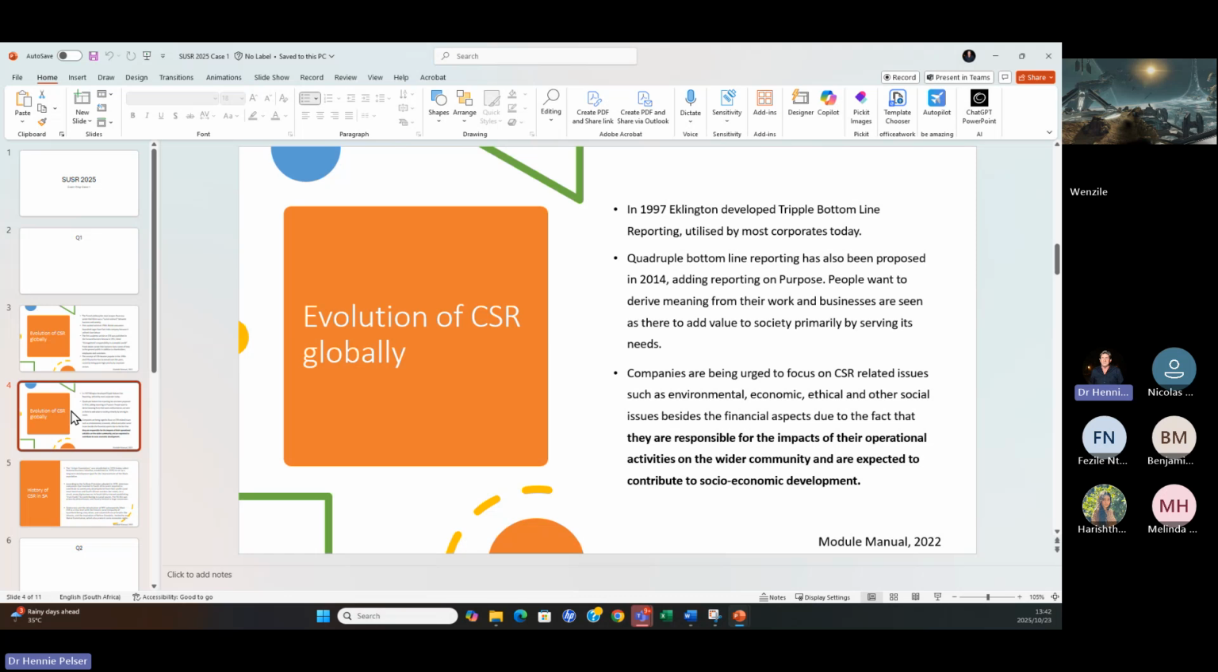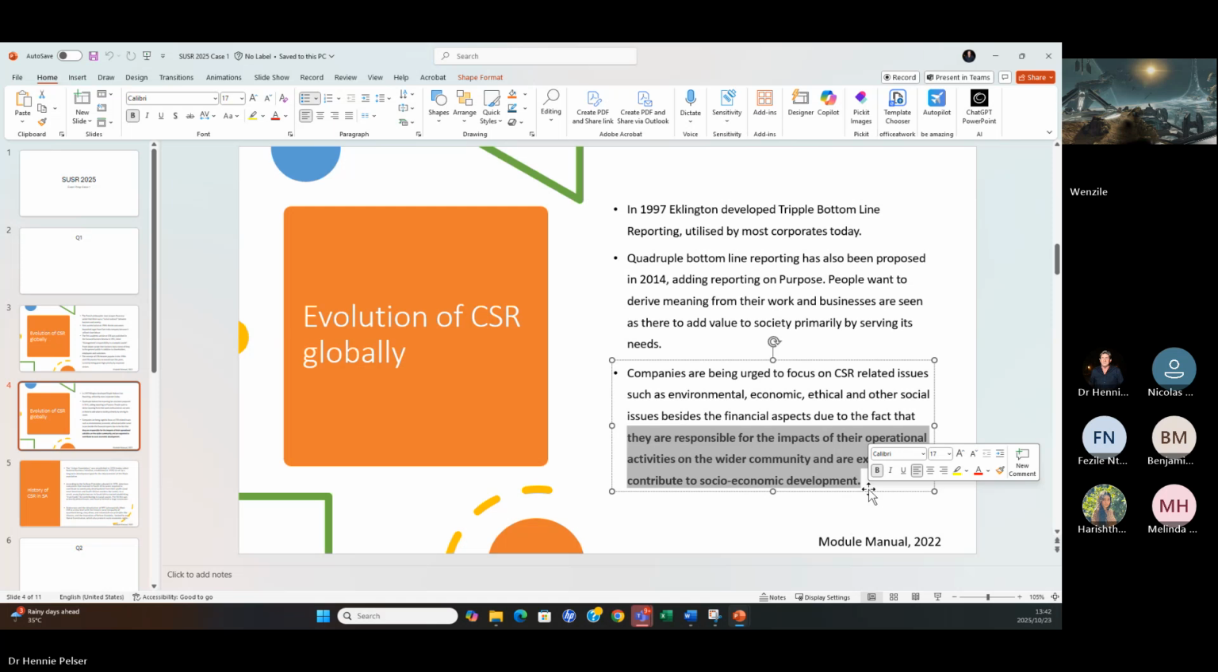So the quadruple bottom line, the purpose was added into it, and that is about corporate governance. So now we have this idea that we have to take care in terms of how we impact society, how we impact the natural environment, focusing still around elements for making sure that we look after shareholder interest.